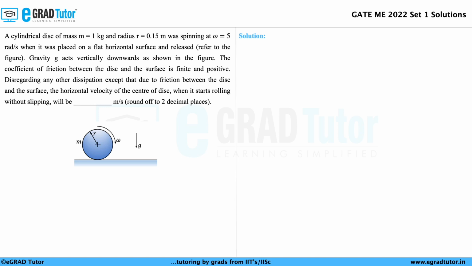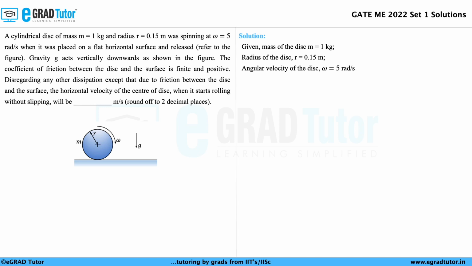First we will start with writing the given values. We know the mass of the disk, it is given as m is equal to 1 kg. We also know the radius of the disk, which is given as r is equal to 0.15 meters. We know the angular velocity of the disk, which is omega is equal to 5 radians per second.